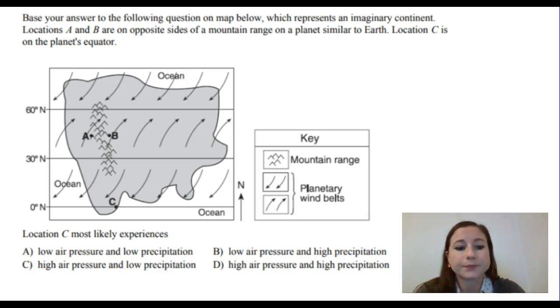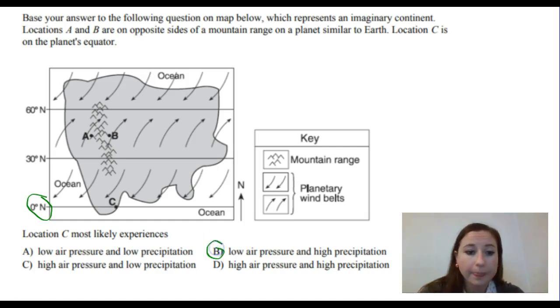Try this one. Location C most likely experiences... Because location C is on the equator, and we know that the equator is going to have a lot of precipitation because there's low pressure. So that's going to be low air pressure and high precipitation. So that will be B.